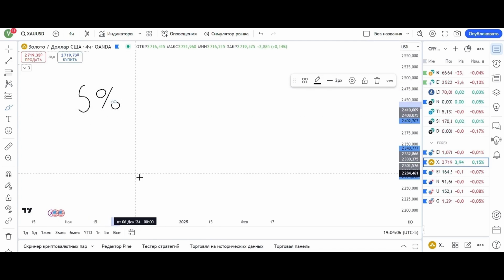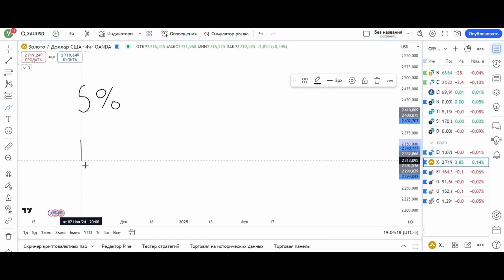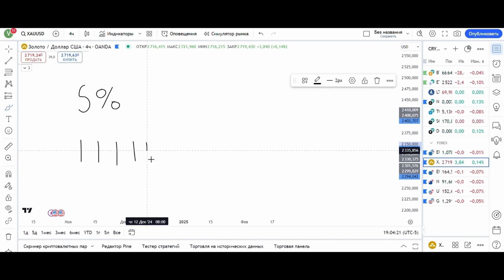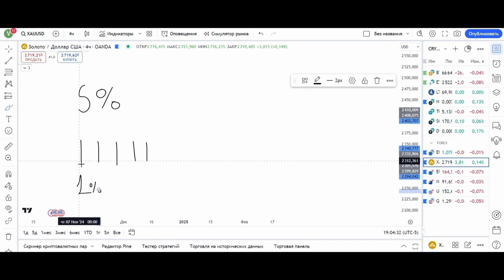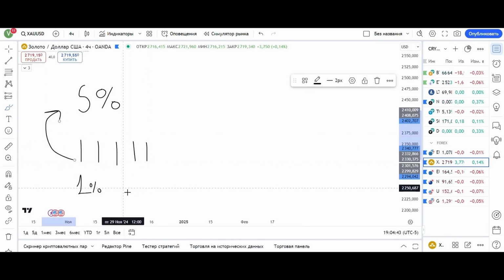The number of trades we make during the day is adjusted to our daily limit. That is, for each trade, we allocate 1%. That is, suppose we have 1, 2, 3, 4, 5 trades. Accordingly, we allocate 1% risk per trade. Thus, if we made 5 trades and got stopped out 5 times, we reached our daily risk. And everything is fine.